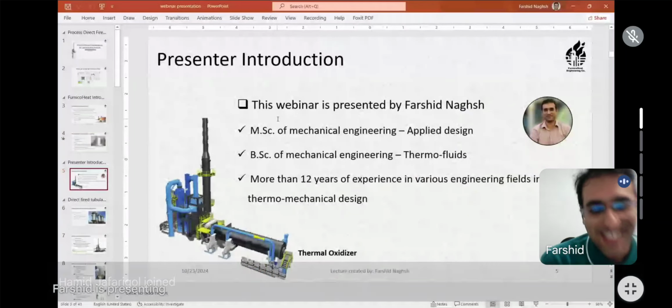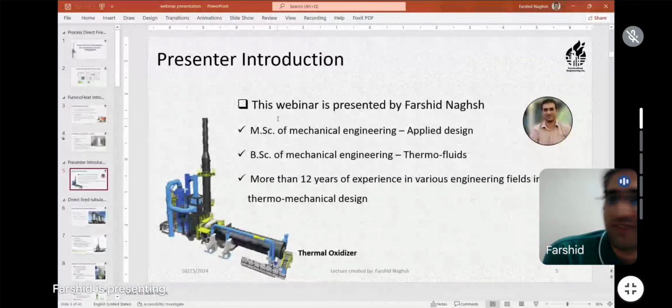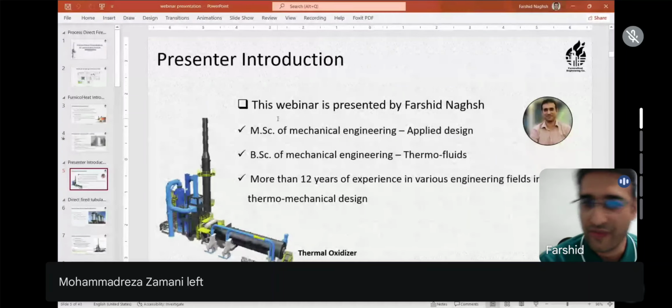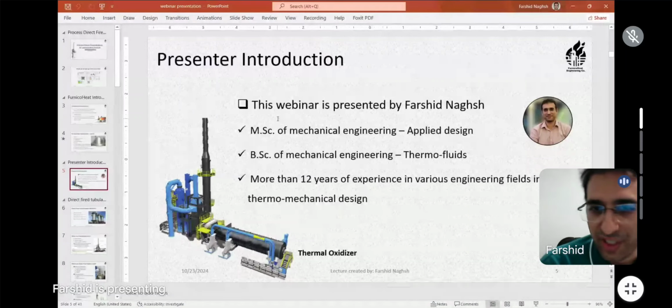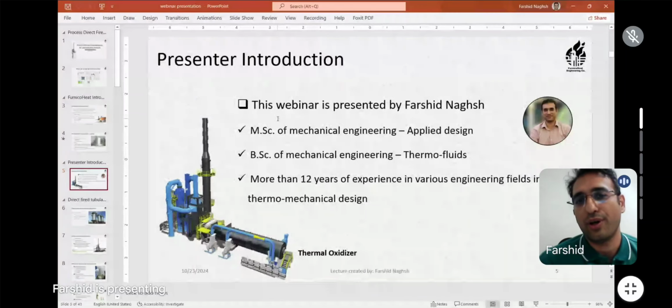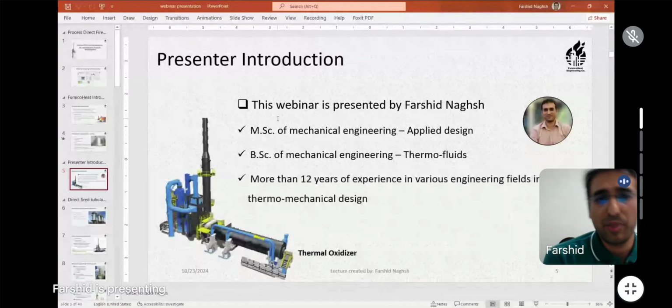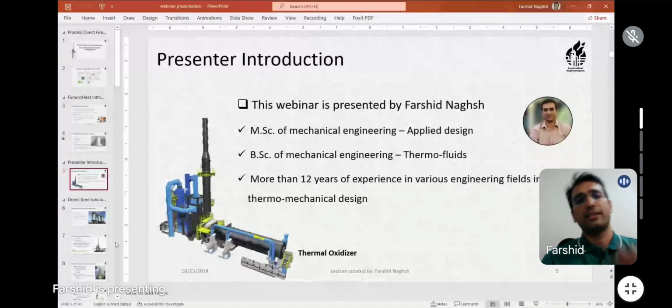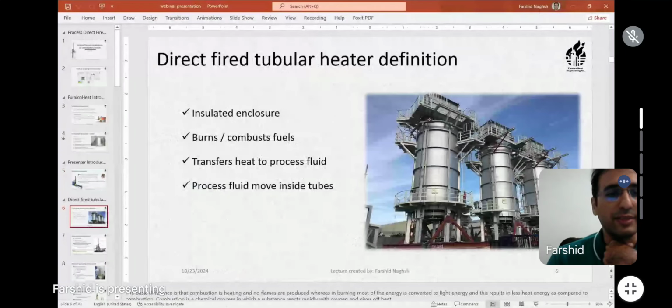And last but not the least, I am the CEO of this company. I have a master's in mechanical engineering, applied design, and a bachelor's in mechanical engineering, thermofluids. Also, I have 12 years of experience backed up by a perfect engineering team, which has cross-industry experience, and myself specifically in thermomechanical design. Okay, this was the introduction. So let's start with direct fired heaters.